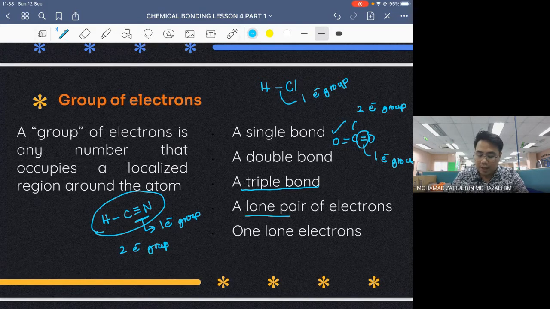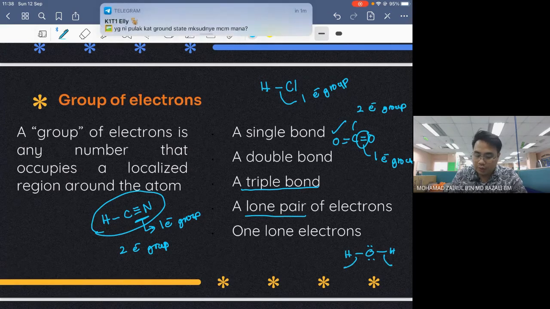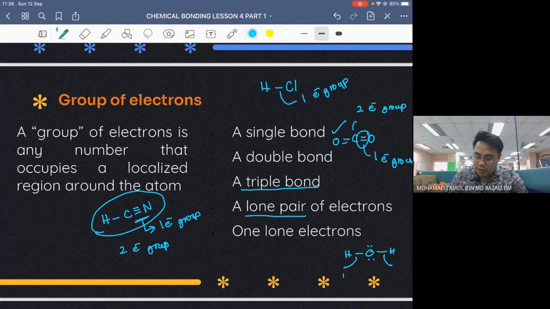A lone pair we also consider as one electron group. So for example, for H2O, this is the Lewis structure for H2O. Each single bond we count as one, so we have one electron group, one electron group.